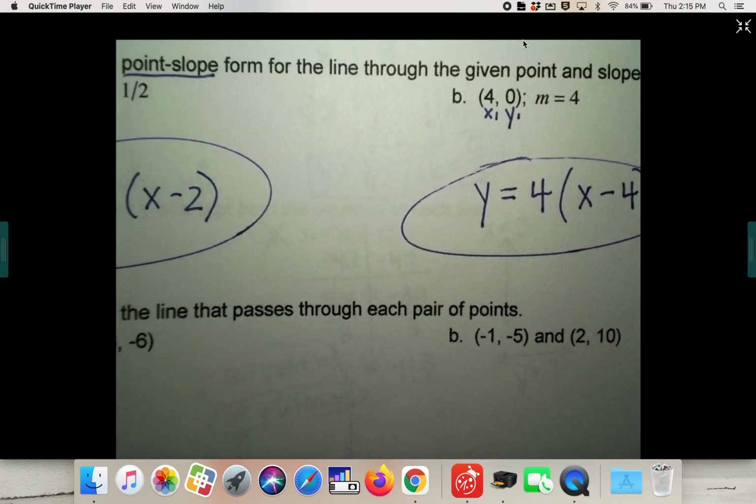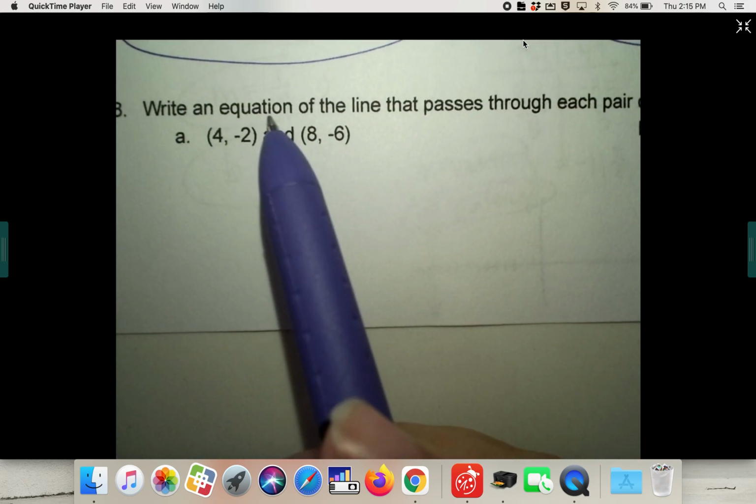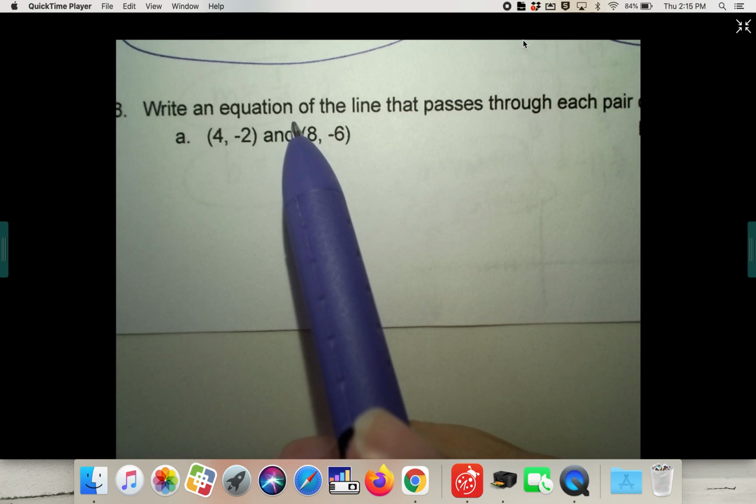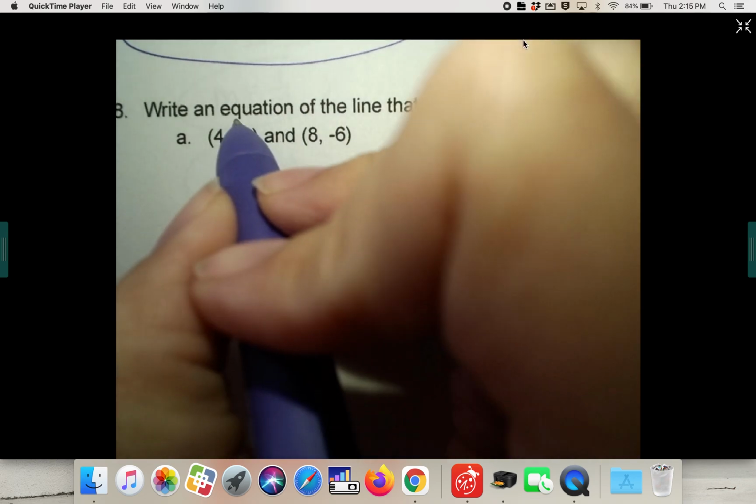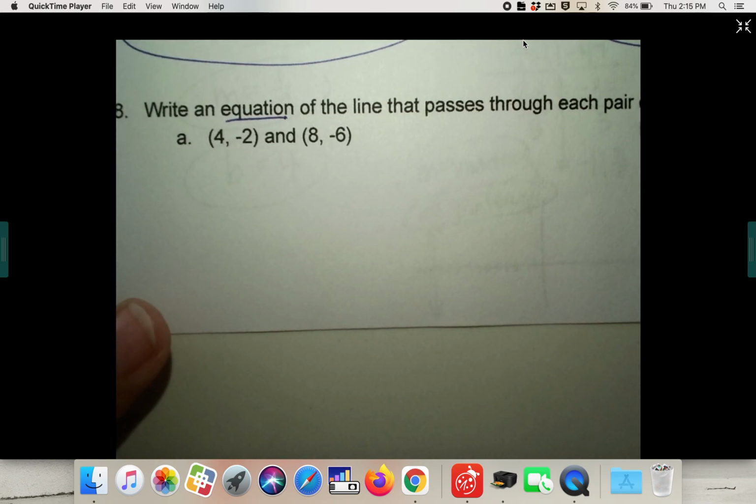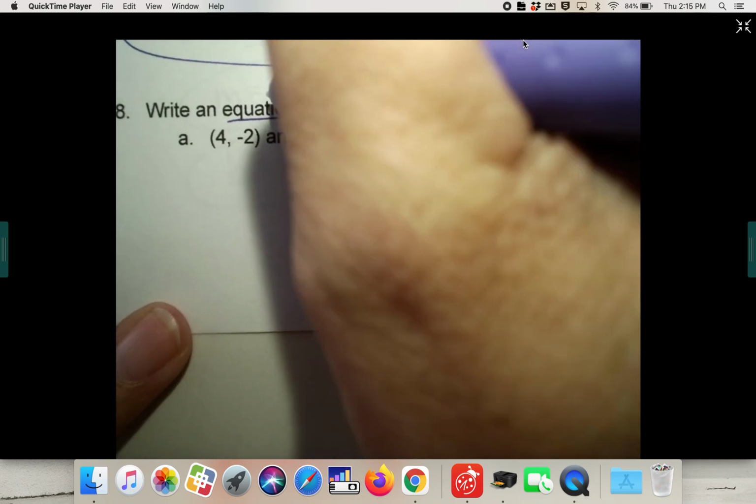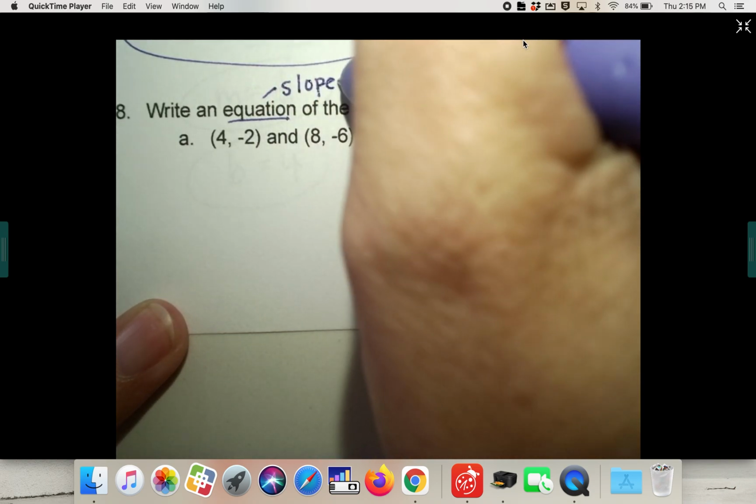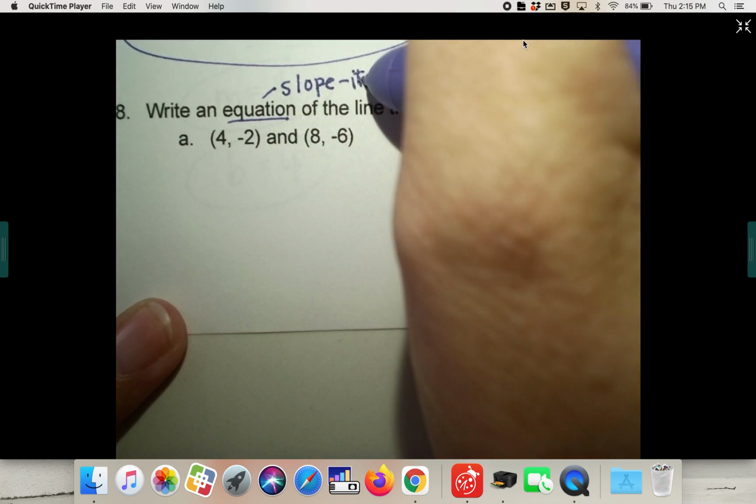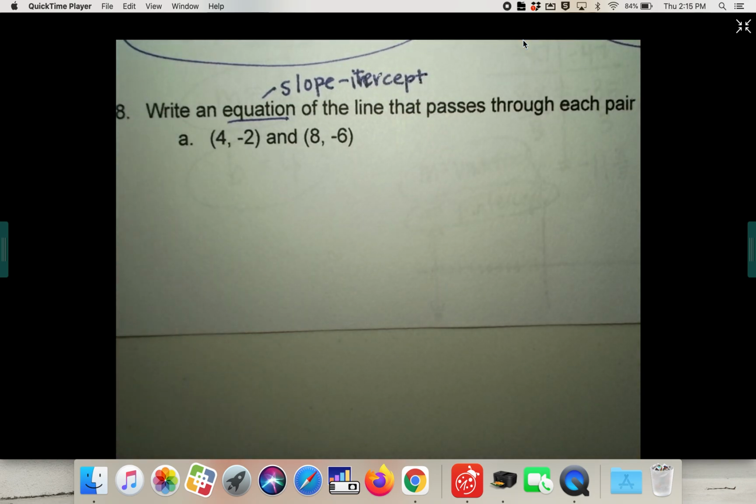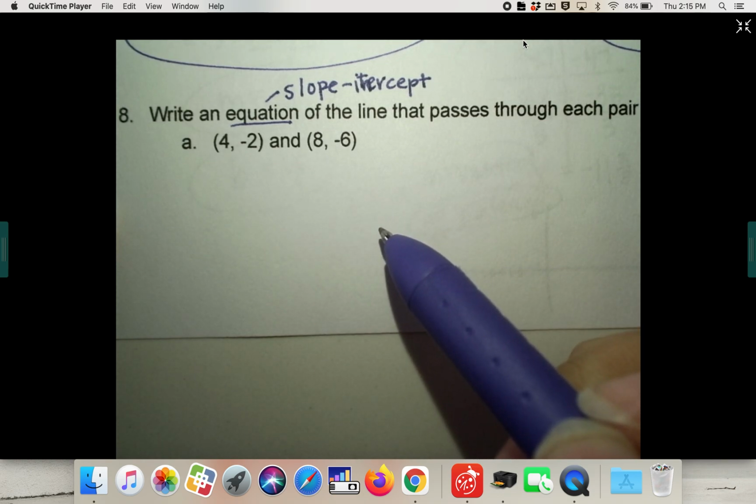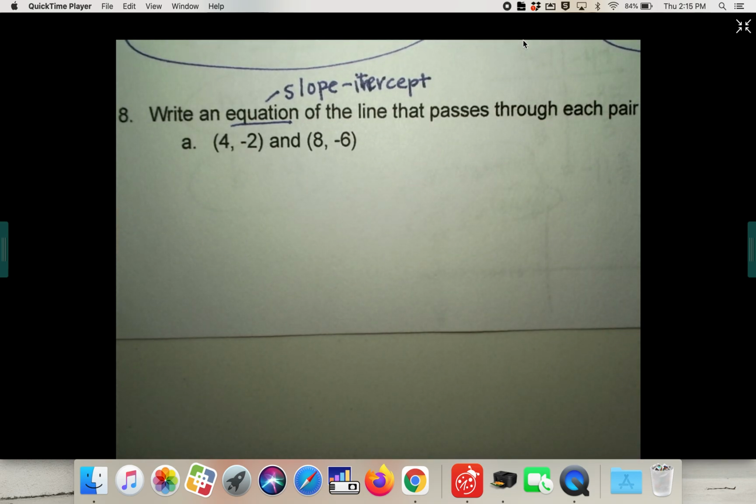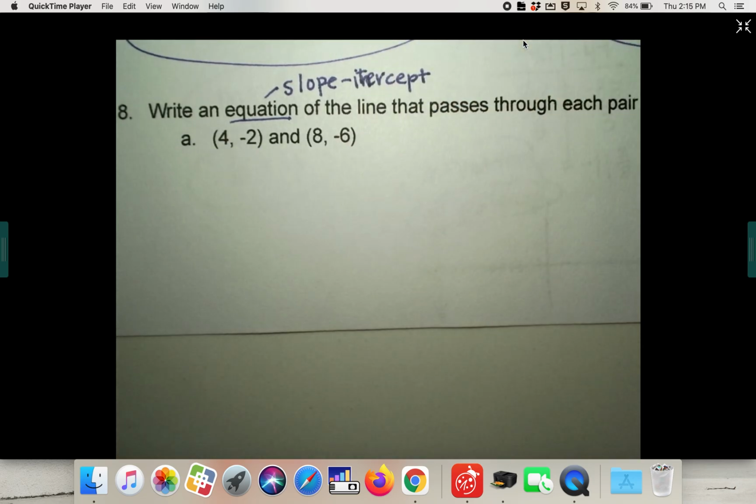All right, last problems. Write a whole equation this time that passes through these points. And actually, I don't believe it tells what type of equation. So I think it does on your quiz. I want to say on your quiz it says slope-intercept form. So I want you guys to be able to first put it in point slope form and then convert to slope-intercept form. So before we can do any of that, we have to find the slope.